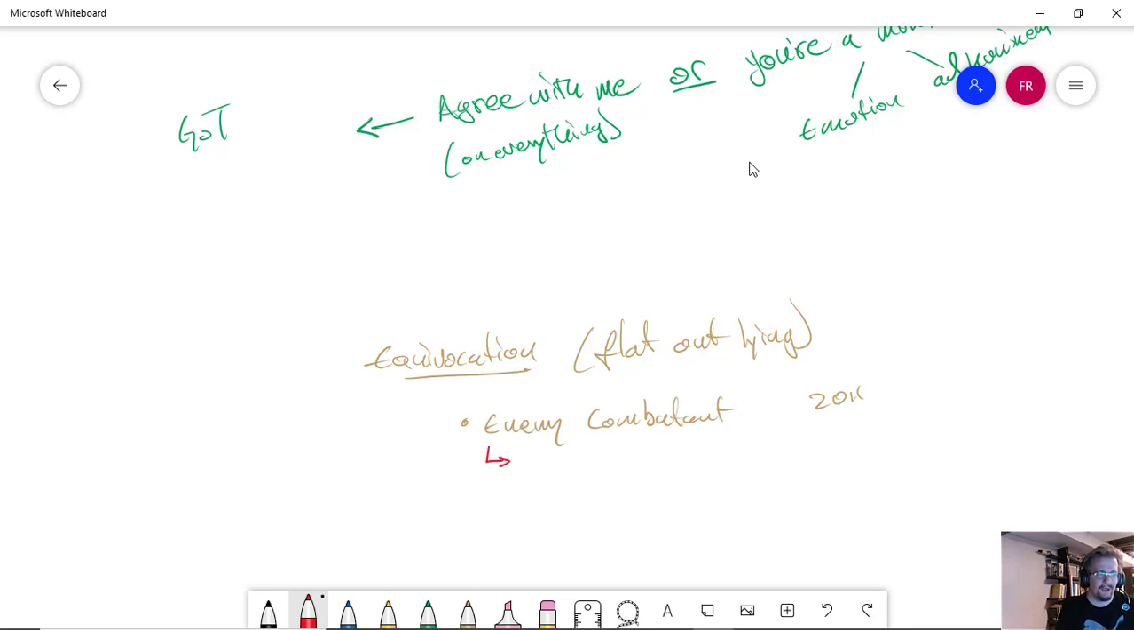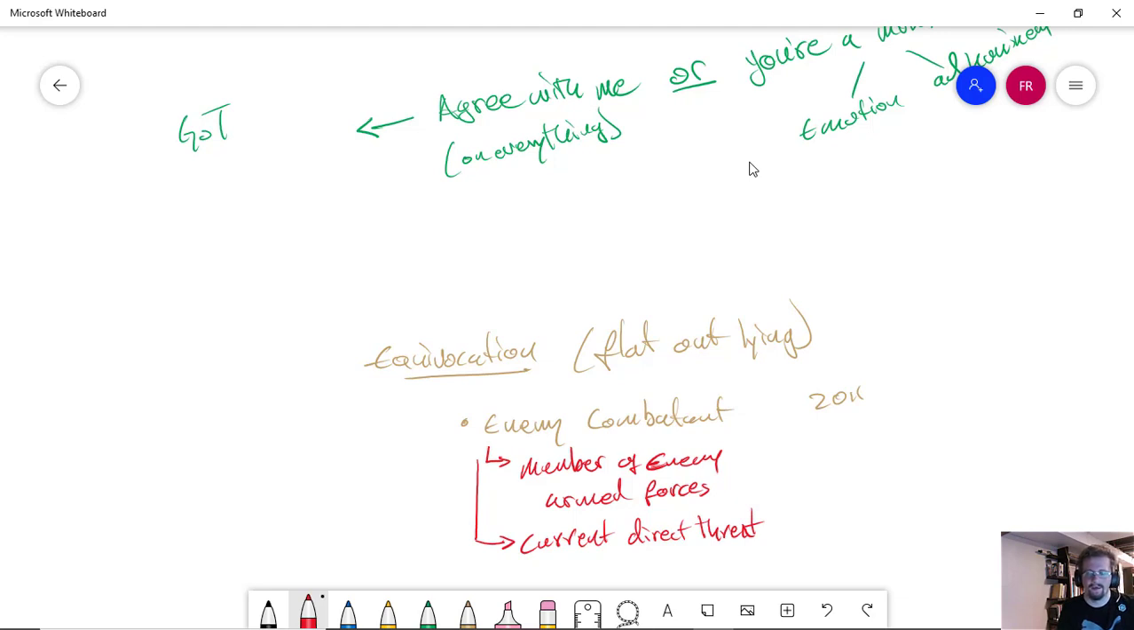Now, normally what we mean by enemy combatant has to be a member of enemy armed forces. Or, even if we don't know that the person is a member of enemy armed forces, if they are a current direct threat, then we can still consider them an enemy combatant. Now, this is a definition that's sort of been used since, well, forever, right?